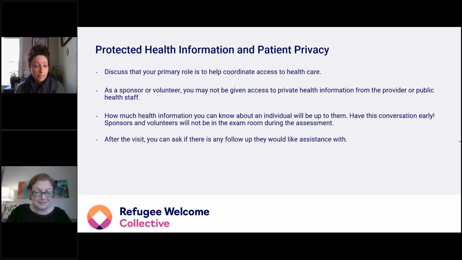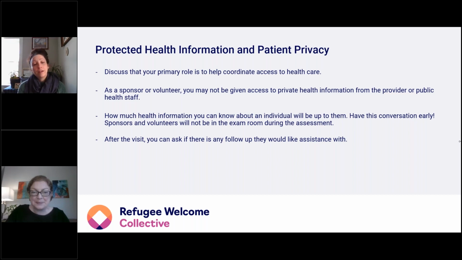All right, a word about what we call PHI in the health world, protected health information and patient privacy. So your role as a supporter or a sponsor or a volunteer is really to help with what we call coordination and access to healthcare. Your role is not to become their provider. It's not to know what labs they're getting and what the results are. It's not to know their history. It's really to facilitate them getting to the right person to get that stuff taken care of.